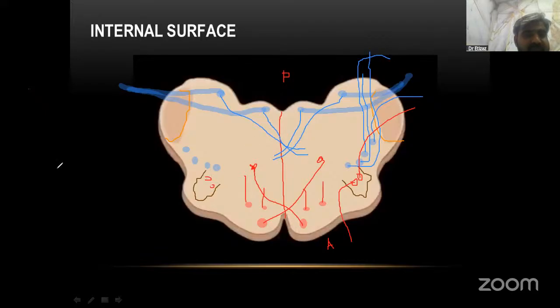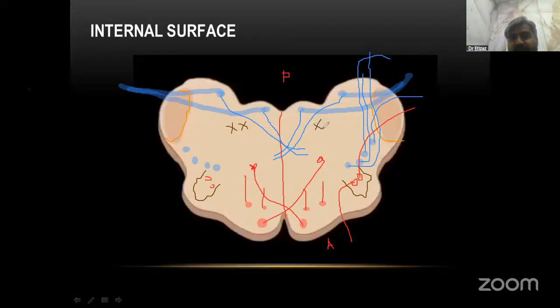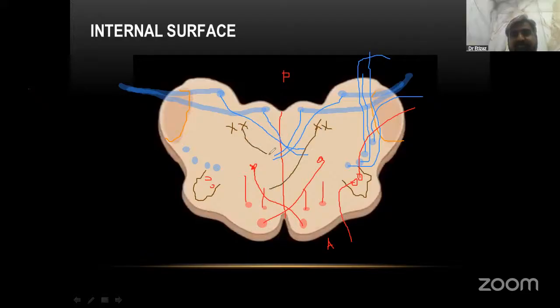Now we have remaining only two or three tracts here. What will be here? Yes. Reticular formation. Excellent. What is the function of the reticular formation? Consciousness, awakening. Excellent. The reticular activating system is arranged throughout the whole brainstem. That's the function of this one.